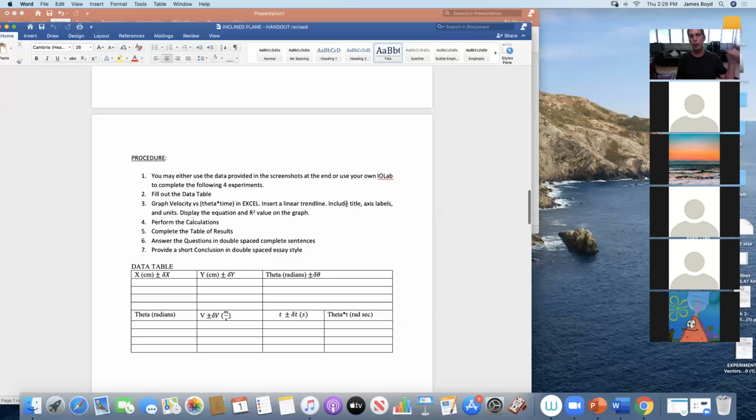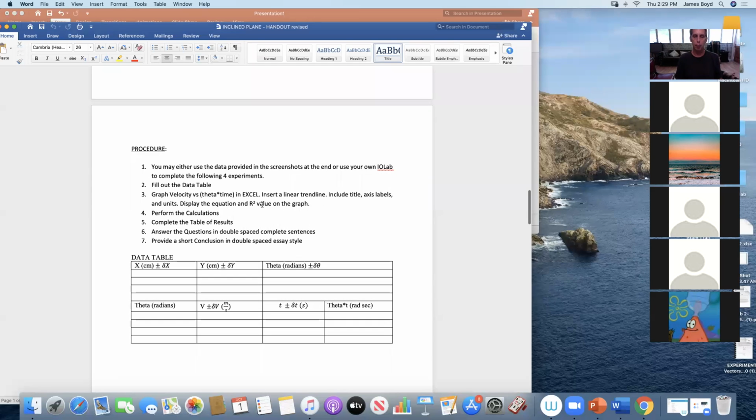Axis labels, V is in meters per second. Theta times time is radian seconds. Make sure they have units. And then display the equation and the R squared value. Your R squared value, at least for me, wasn't very good. It was like 0.97.